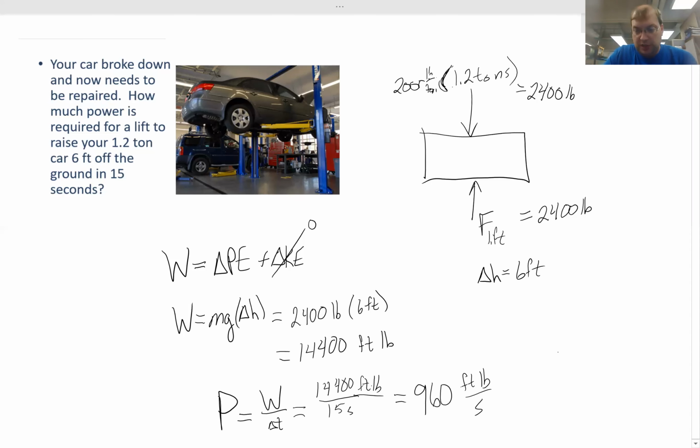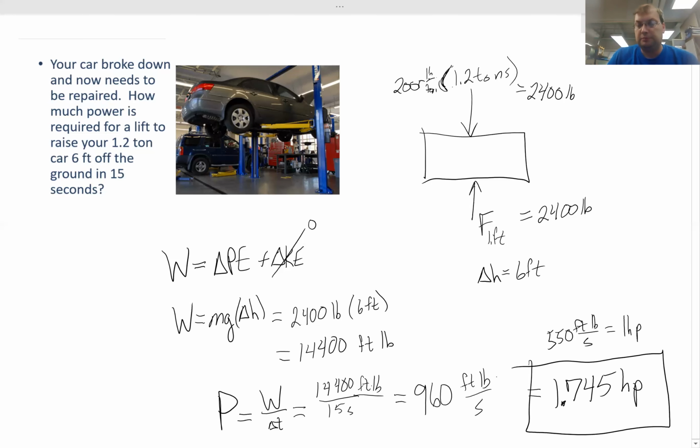We can take this one step further, and if we recognize that 550 foot-pounds per second equals 1 horsepower, we can divide 960 by 550, and we find that this is also equal to 1.745 horsepower. Typically, we do report the power in horsepower in US customary, so we find that we have 1.745 horsepower of power just applied.